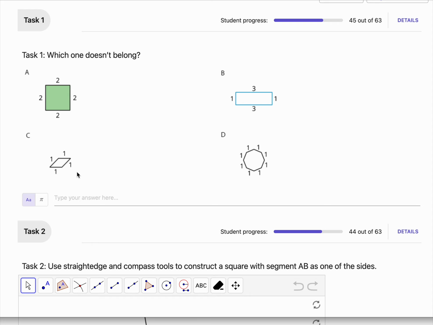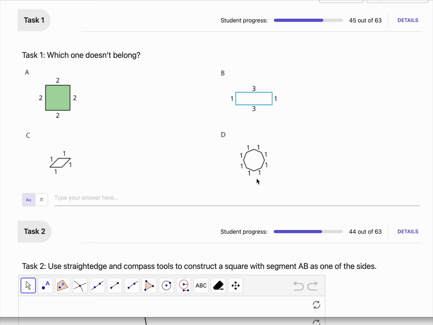Let's see, what else? This one, let's see. Oh, look at that. This one is the only one that has even length sides. So 1 is an odd number, 3 is an odd number, so these are all odd, and that is even. So that would be another reason why that one doesn't work. So I think we've come up with 2 for every single one. Oh no, not 2 for this one.